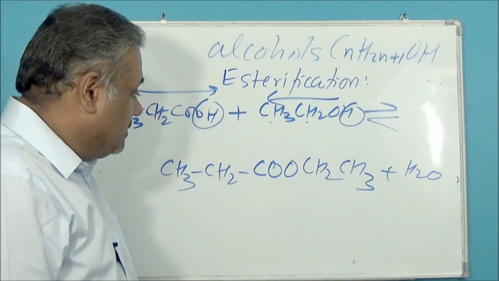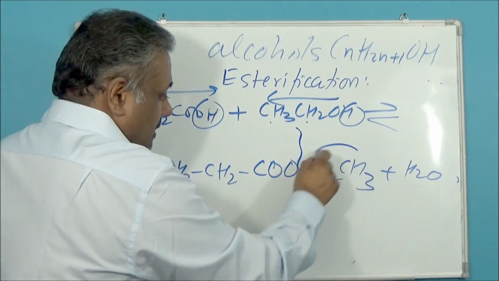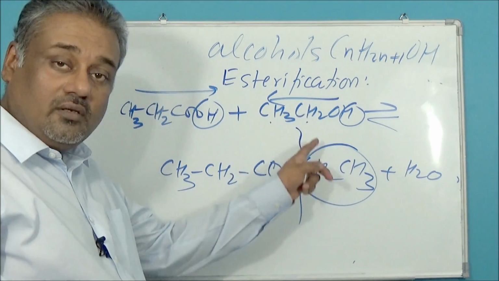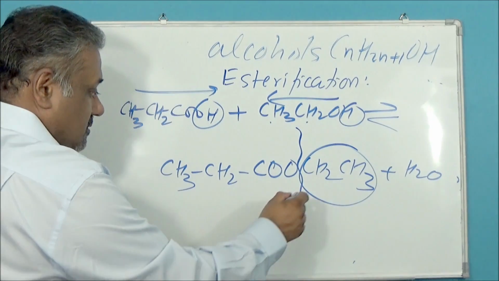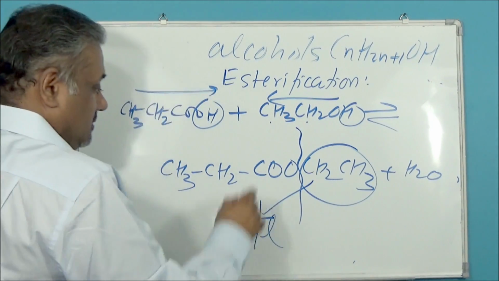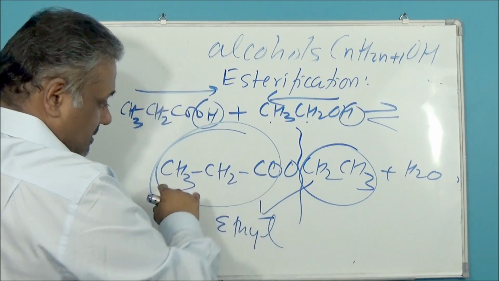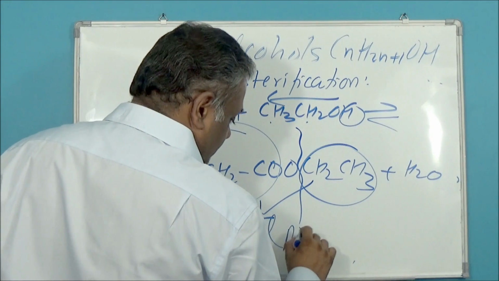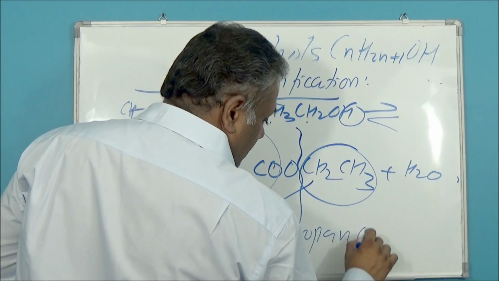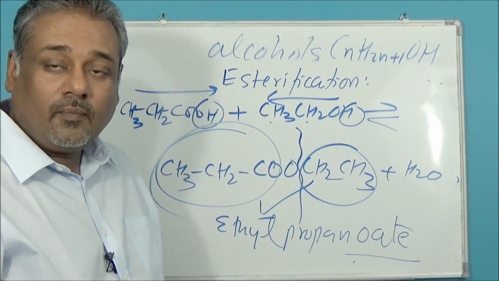Why don't you try to name it? Remember, when you name the ester, just cut it here. This part is the one which has come from the ethanol. This is ethyl. So we name this as ethyl. And this part has come from the carboxylic acid. It has 3 carbons there. So that's propanoate. That's basically how we name the ester.